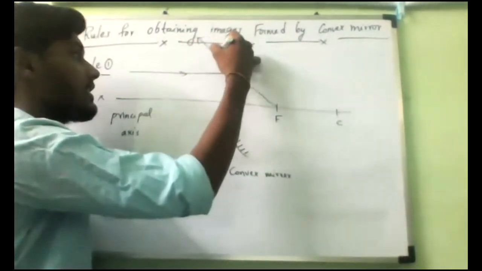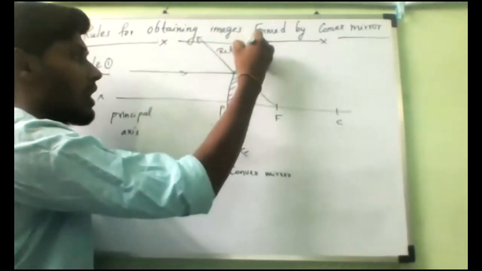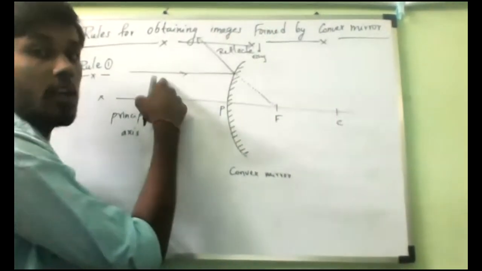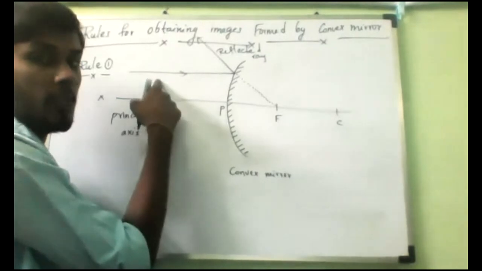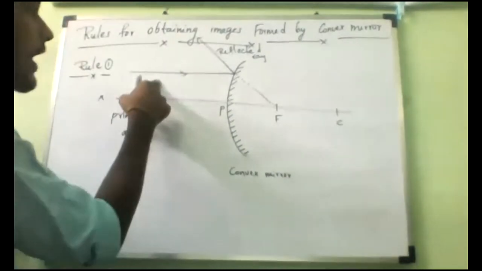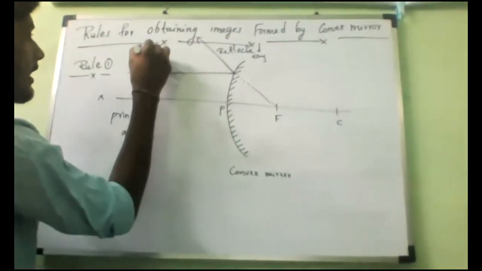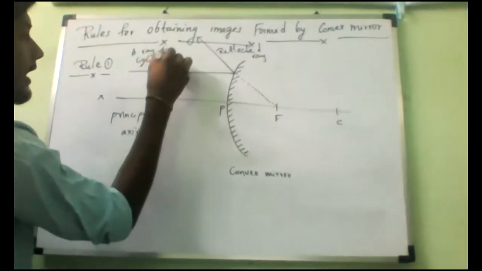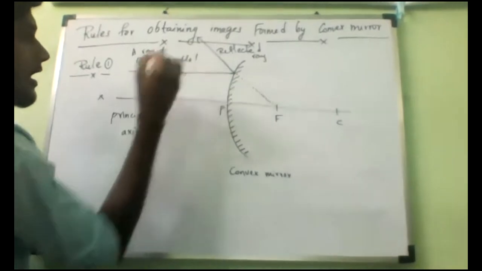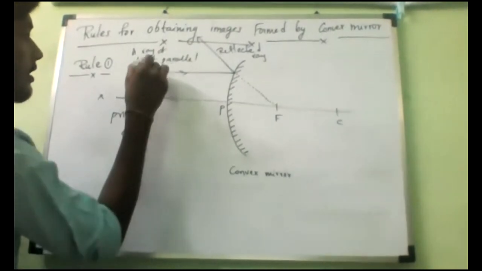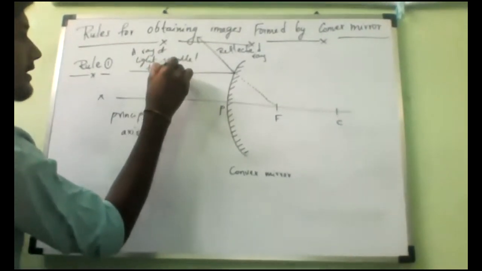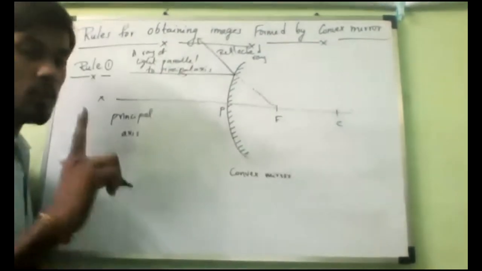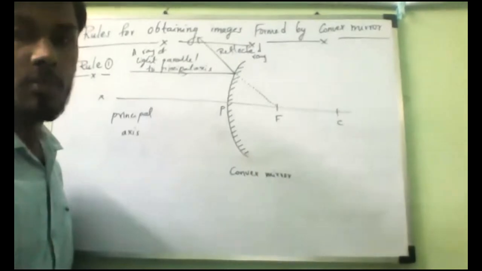This is the reflected ray. And this is called a ray of light parallel to the axis. Parallel to which axis? Principal axis. So that is rule number one. Everybody must remember this.